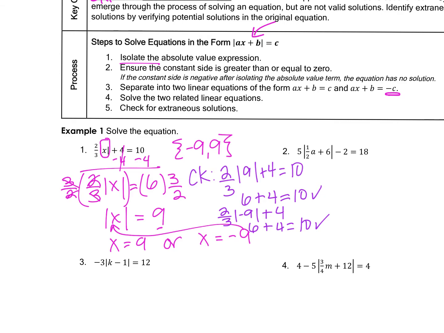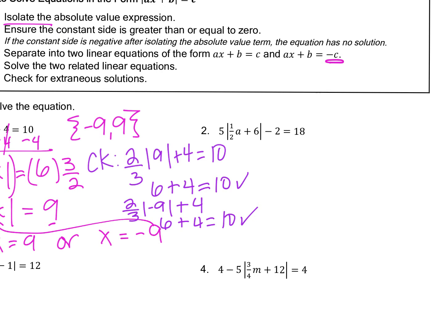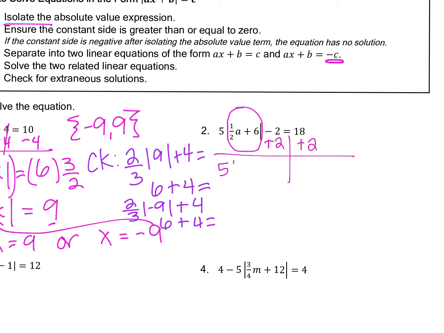All right, so let's move on to the next one. So I want to isolate my absolute value. So circle it. I first need to get rid of the 2, so I'm going to add 2 to both sides of the equation. So I have a 5, absolute value of 1/2 a, or x if you want to use x. Those cancel, it equals 20. I'm still not finished. I have to get rid of the 5 by dividing it.